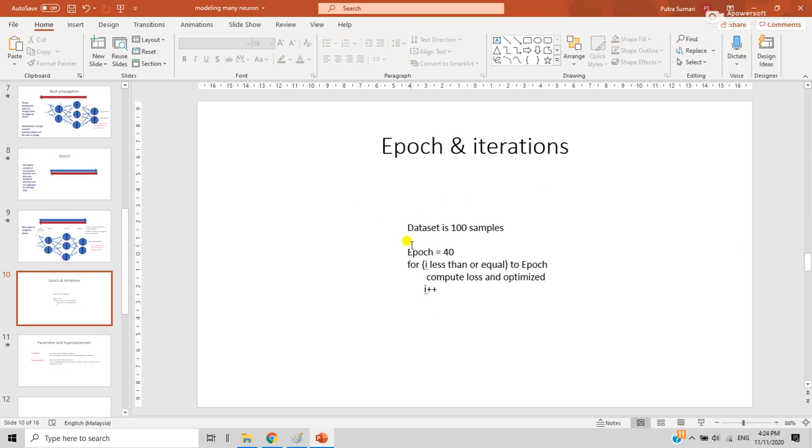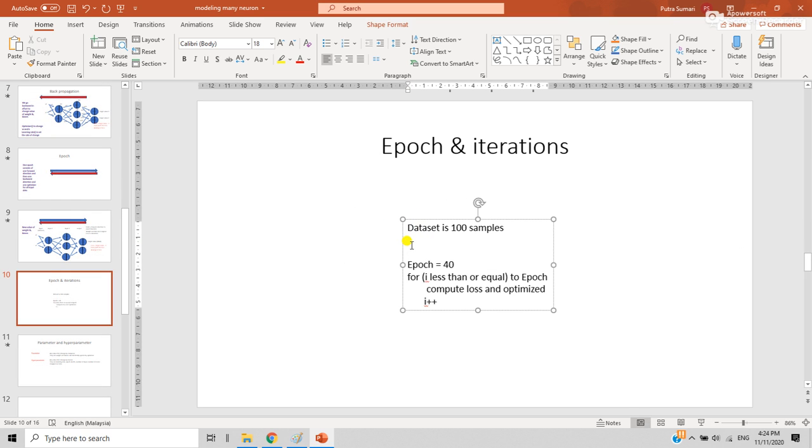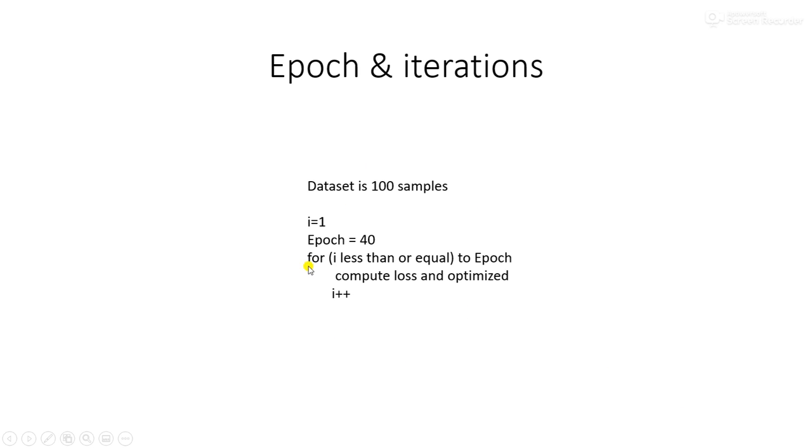So in this case, let's say i is equal to 1. Now this is in computer science. This is what we call pseudocode, the programming part. Just let's say i is equal to 1 and epoch I set 40. I can set 50, 60. So for i less than or equal to epoch, which is 40, compute loss and optimize. In other words, moving forward and moving backward, moving forward, moving backward.